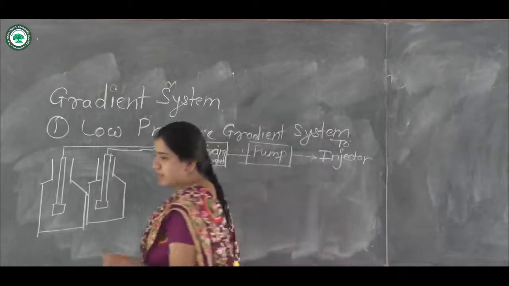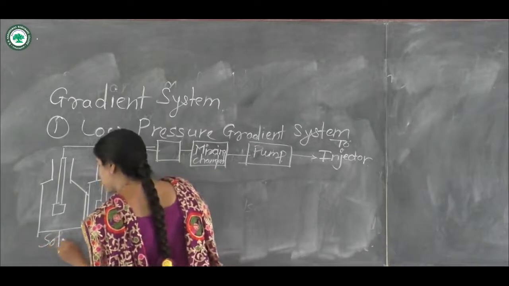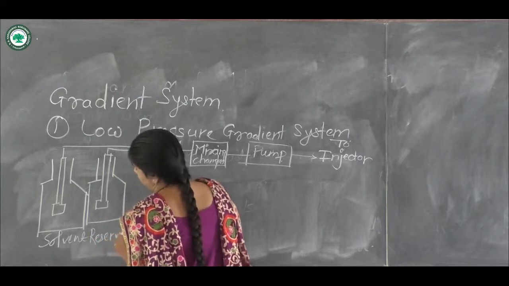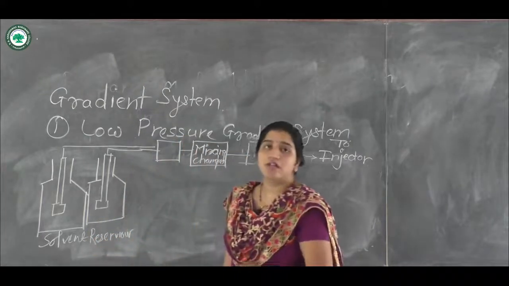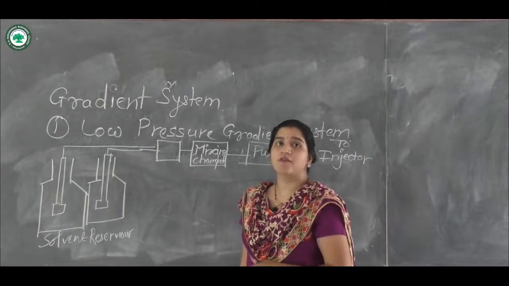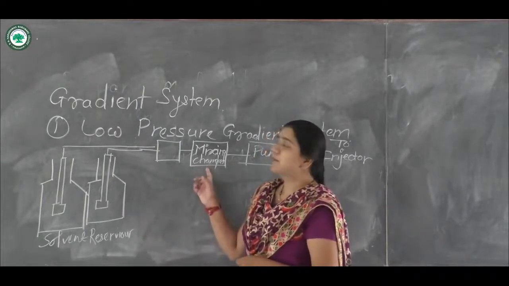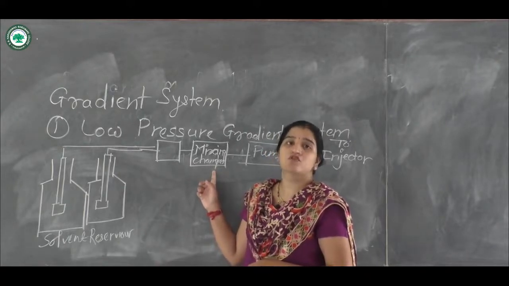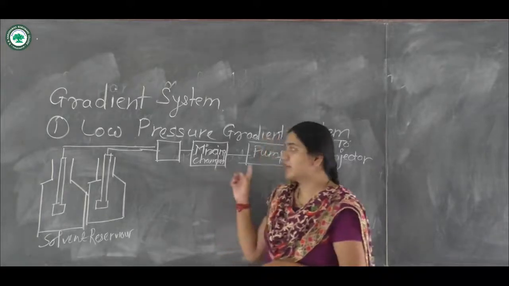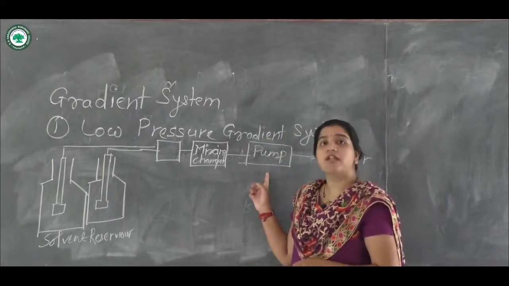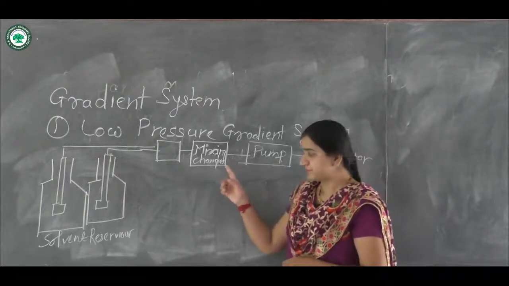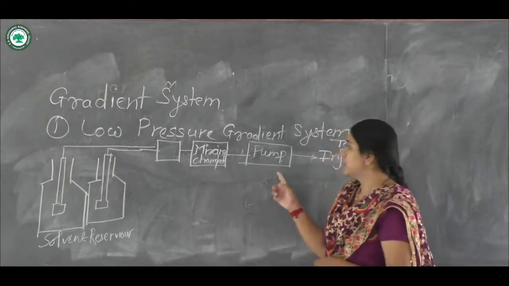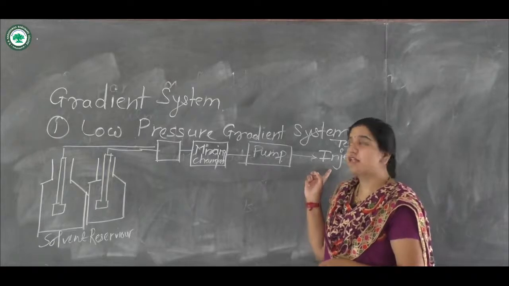Here the solvent reservoirs are there. The solvent is kept in the solvent reservoir before the actual analysis. Then the mixing chamber is there. In the mixing chamber, proper mixing of the sample with your solvent or mobile phase takes place. Then finally the pump is there. The pump applies high pressure to the sample plus solvent, that means to the solvent system, and then it is ready for injection into the column.